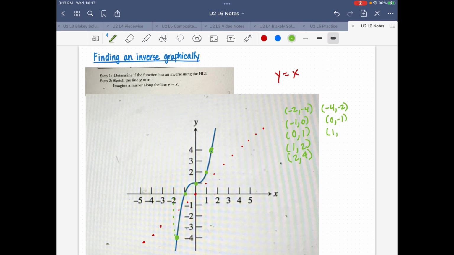So I'm going to go over to -4 and down to -2, and I'm going to put a point. I'm going to go to 0, -1 and put a point. Then 1, 0, 2, 1, 4, 2.